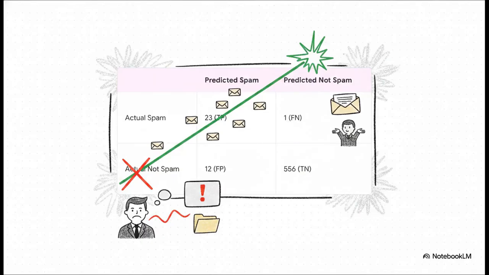Let's take this spam filter scenario. On the diagonal, we have our victories, right? 23 true positives, where we successfully caught the spam, and 556 true negatives, where we rightfully let a normal email through. But look at those 12 false positives. That's when a legitimate and maybe urgent email from your boss gets flagged as spam and hidden away from you. In so many business cases, predicting a false positive is a vastly more costly mistake than a false negative, which is really just seeing a little bit of spam slip in your inbox.